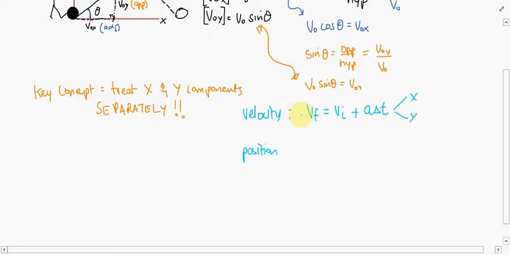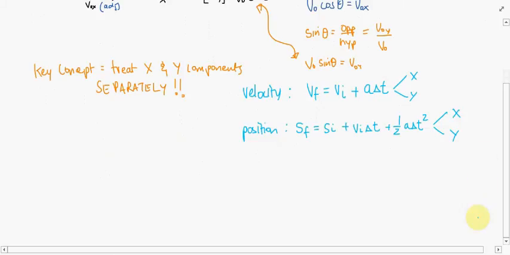In terms of position, we had an equation that we could use to define the position at any point in time. It in essence says that the final position is equal to the initial position plus the initial velocity times the change in time plus 1/2 the acceleration times the change in time squared. Again, we will subdivide this into x and y components when we are analyzing this projectile motion.